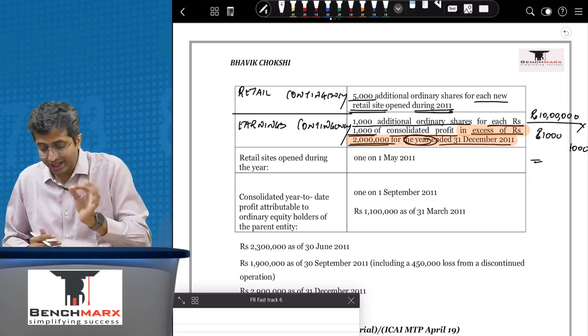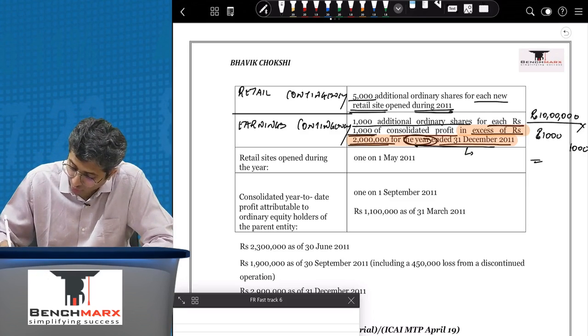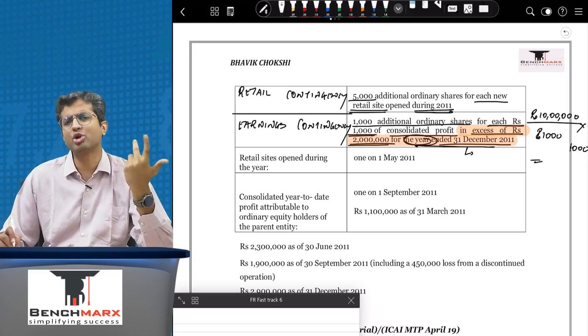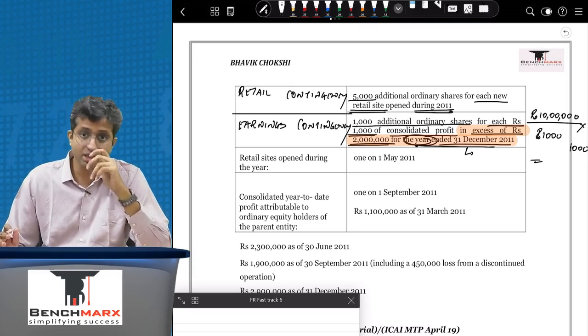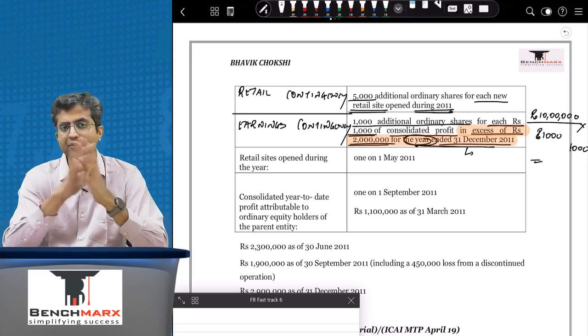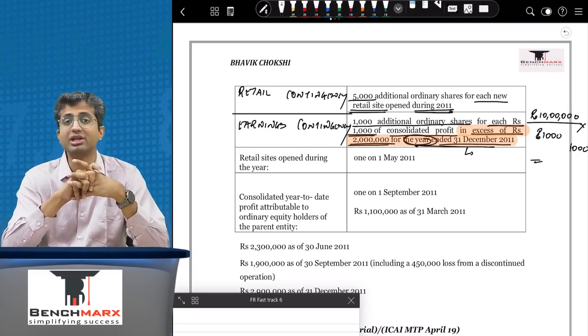But these 10 lakh shares will actually become issuable once the profit for the year is determined, not before that. Sir, but the moment it crosses 20 lakhs, we will consider it, no? For all you know, there might be losses also. So let us say in the first half year, your profit is 30 lakhs. So we are saying that means 10 lakh shares have to be actually issued.